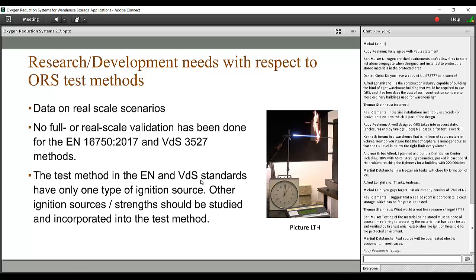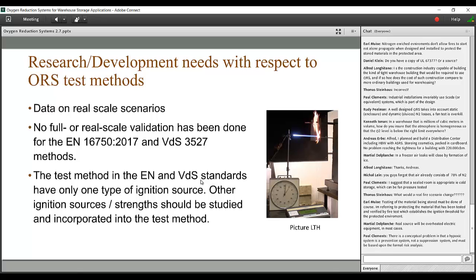And this, of course, is a bit connected to my previous statement: developing small-scale tests, for instance in ISO TC92, without having a proper validation. That means how well the results reflect the real scale result or behavior is important.